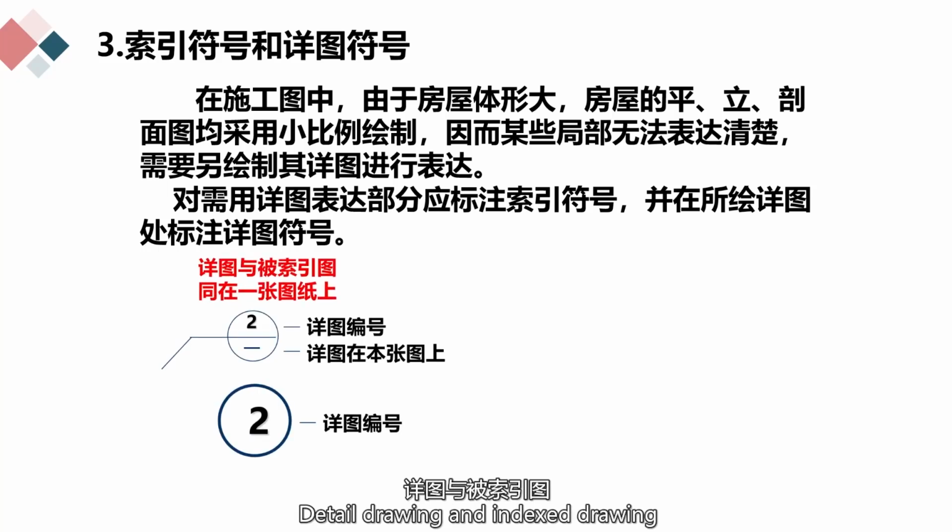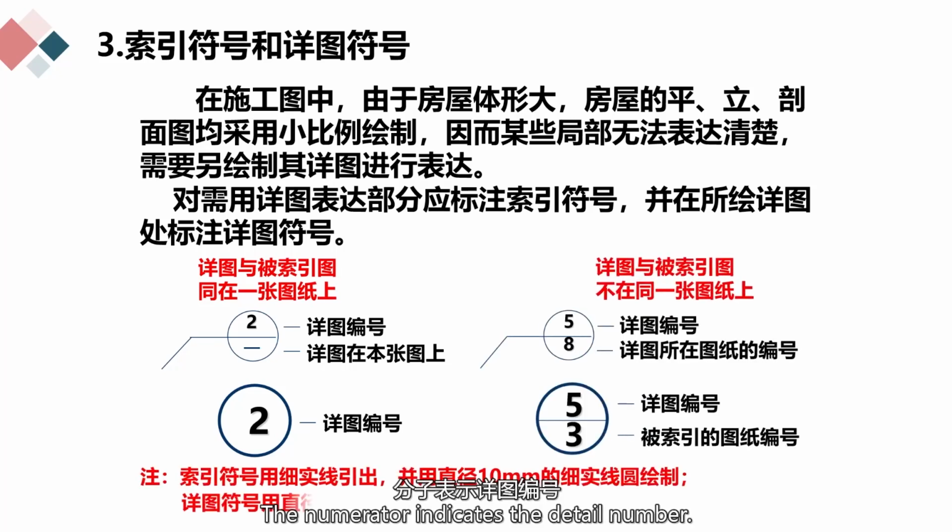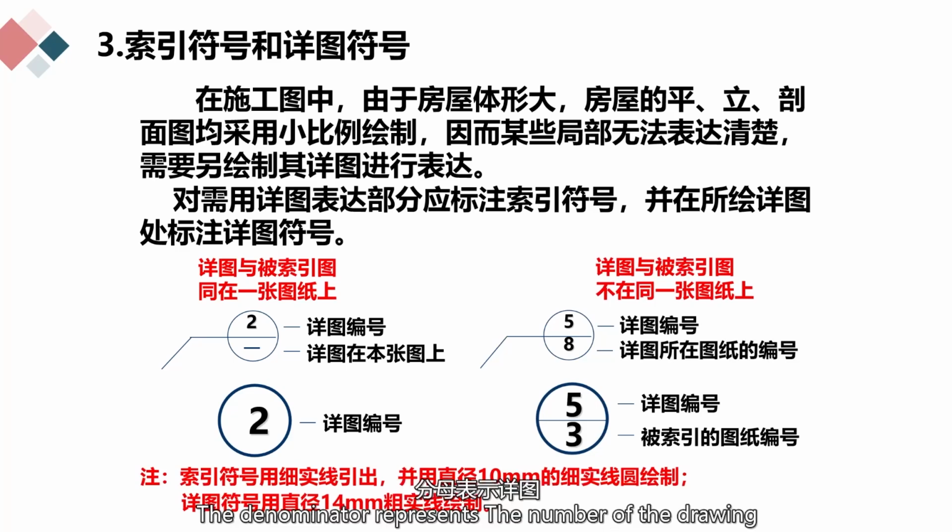Detailed drawing and indexed drawing done on the same drawing: the denominator represents the detail. In this picture, the numerator indicates the detail number. Detailed drawing and indexed drawing not on the same drawing: the denominator represents the number of the drawing on which the detail is located. The numerator indicates the detail number.